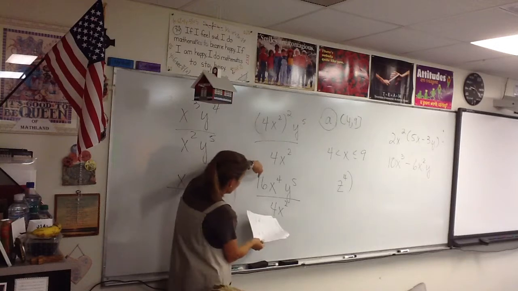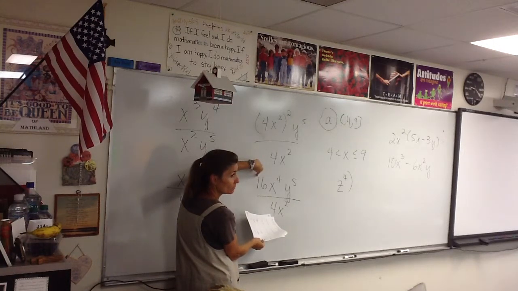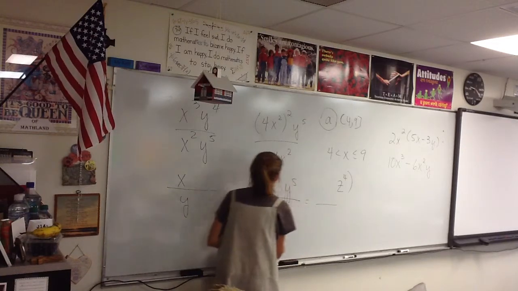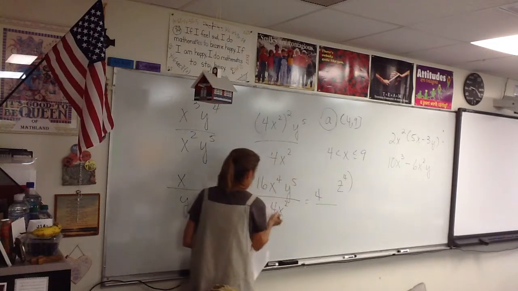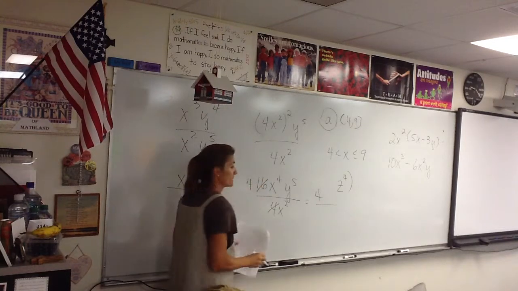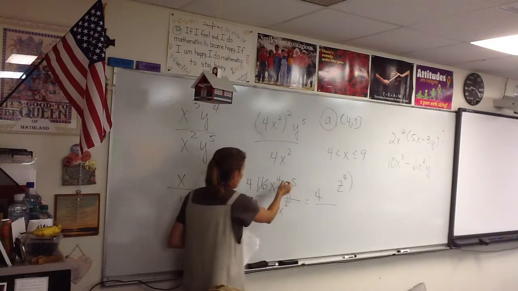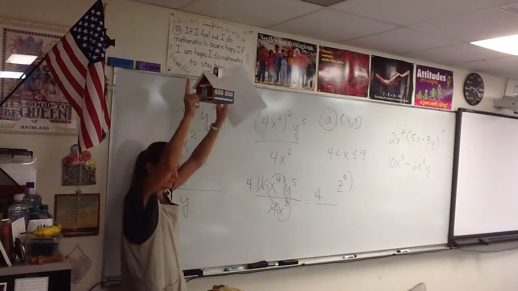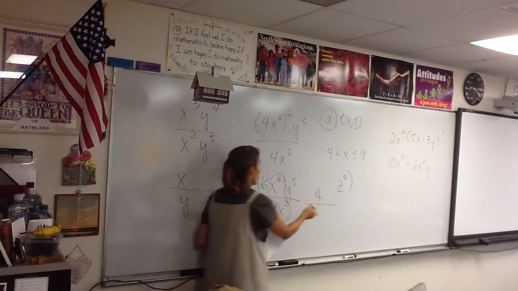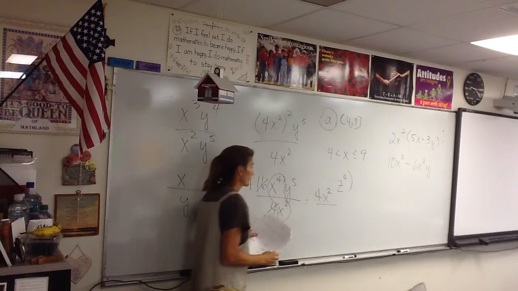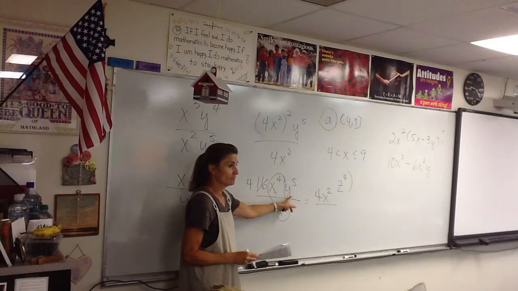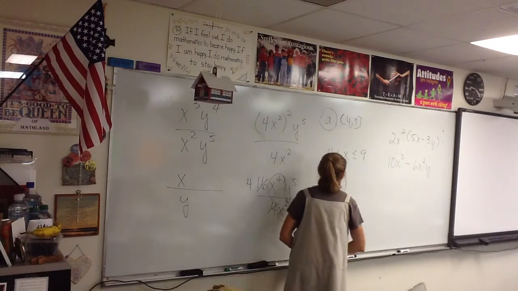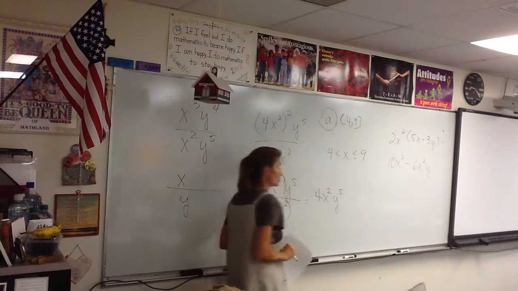Now, see the 16 and the 4? We can take care of that, can't we? What's going to happen there? That's going to cancel. We're going to have a 4 on the top. Now, let's look at our x's here. Who has more? How many more? 2. So we're going to have an x squared on the top. What do I do with that? Let's put it there. There's our answer, right?